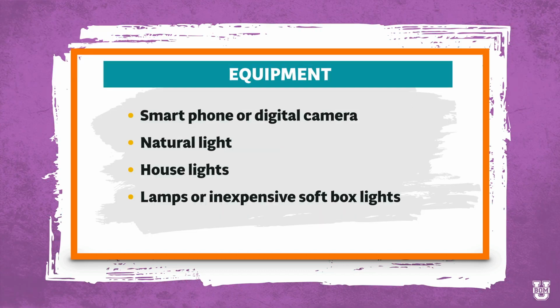It's up to you. So for the equipment, you can use your smartphone. I use the iPhone, or if you have a digital camera, you can use that. Just make sure that the resolution is as high as it can be. You're going to need either some natural light, so sunlight if you're outdoors, or near a window, so a highly lit room from the sunlight, or some house lights if you're shooting at night or in a darker area. Or you can even use just regular house lamps or inexpensive softbox lights you can buy like on Amazon. So it's really up to you, but those are sort of the necessities there.